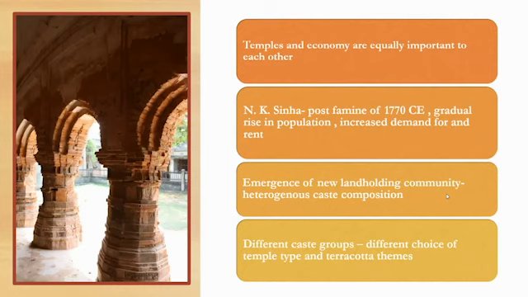This new landholding community participated in the temple building activity as an essential means for the display of their newly acquired wealth and power. Interestingly, the landholding community incorporated all caste groups, including Brahmins, as well as the lowest Antyaja caste. As patrons, the caste differences were visible in the choice of the temple type and the themes of the terracotta plaques.